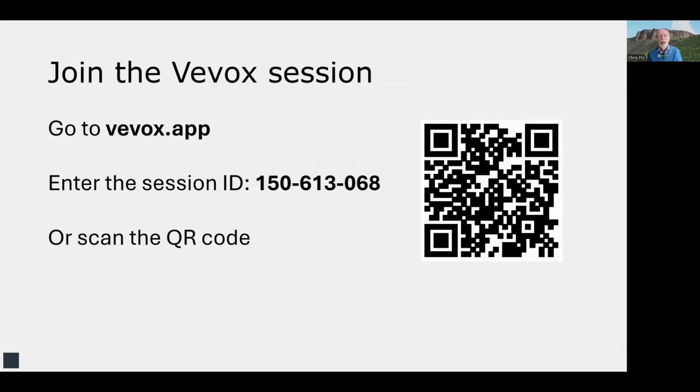Just to find out how many people have and how many people haven't got ChatGPT and TurboScribe AI accounts, can you scan this QR code? Or if you can't scan the QR code, go to vvox.app and enter this session ID. You just put in the numbers. You don't need to put in the hyphens. Those come in automatically.